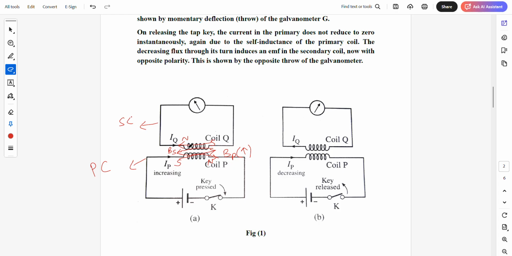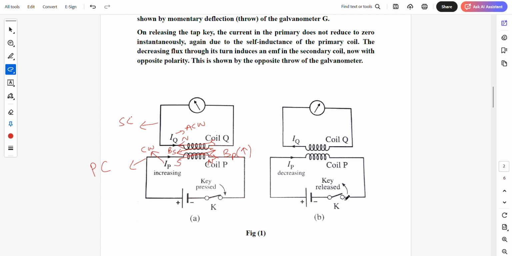In case of north pole, we know how the direction of current will be. In case of north pole, it will be anti-clockwise direction. Okay, this is in the clockwise direction, so here it is in the anti-clockwise direction, in the second coil. Understood? If IP is increasing, you will get an induced current in the second coil in the opposite sense. If this is clockwise, this will be anti-clockwise.